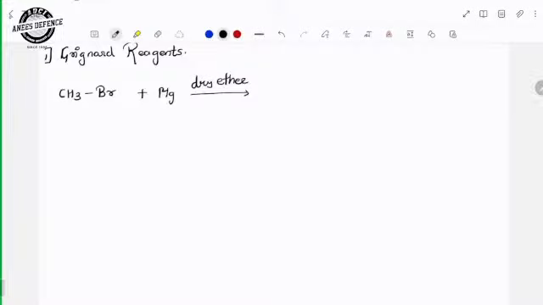Okay. Now what will happen is that we are taking alkyl halide, bromomethane, and we are taking magnesium. If we are treating it in the presence of dry ether, this magnesium will insert itself in between carbon and halogen. So what would be the product? CH3MgBr. So this is my resultant product from the respective reactants.